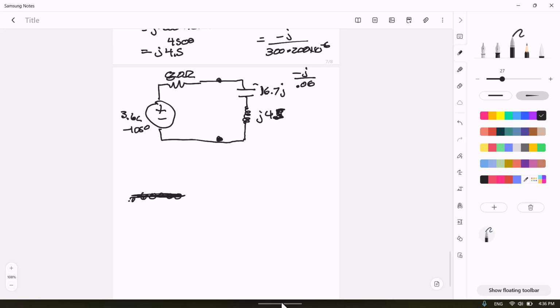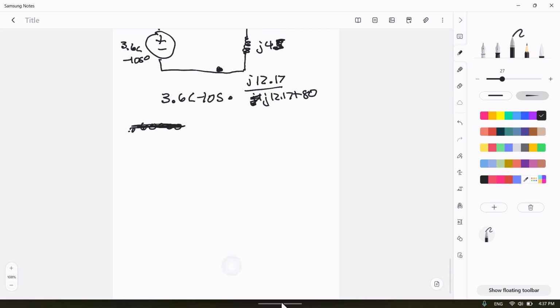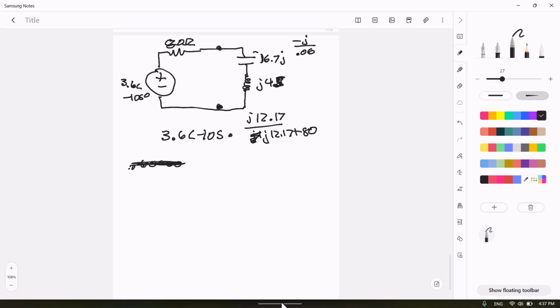So for voltage division, I'll take my total voltage, which is 3.6 angle negative 105, times these two, which are in series, so I can just add them together. So 45 minus 16.7 is 12.17. So J 12.17 will be in the numerator, and then in the denominator will be J 12.17 plus 80. So I added these together to get J 12.17.